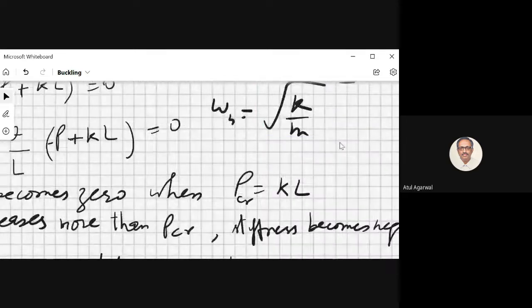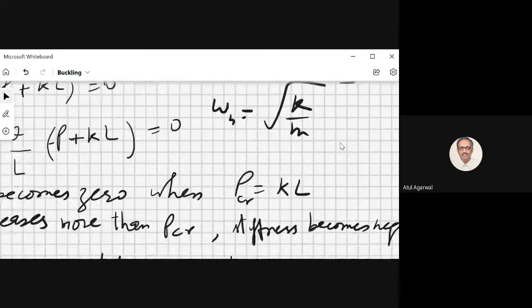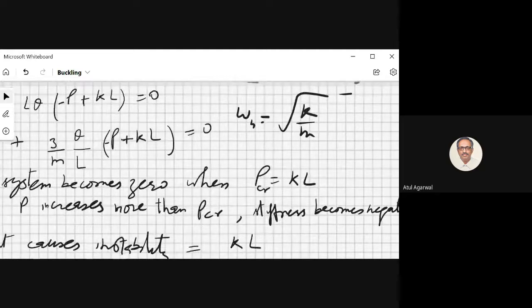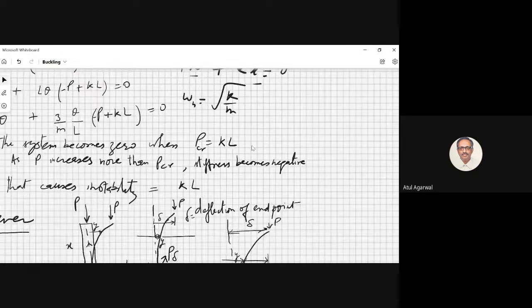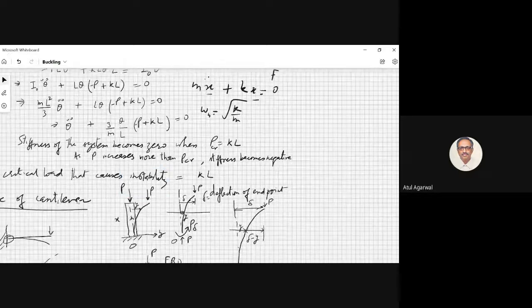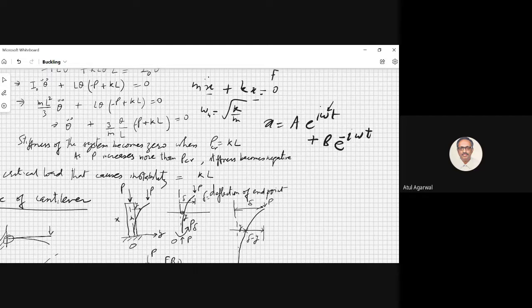You see here, what happens if you have negative stiffness? You see what is the solution? X is equal to A e^(iωt) plus B e^(-iωt). If your omega becomes complex, negative stiffness is what? Complex omega. So your omega is complex.